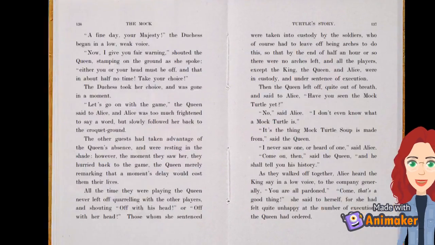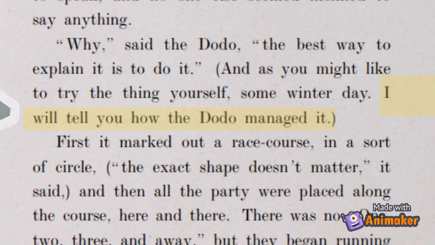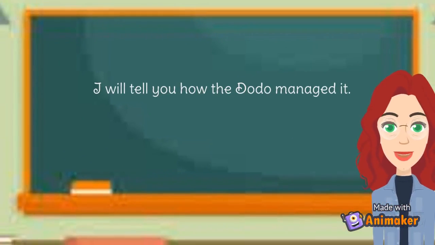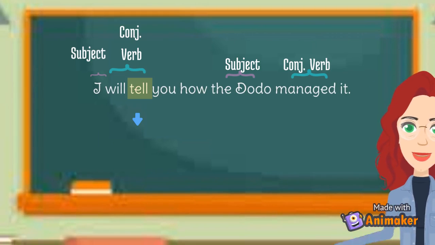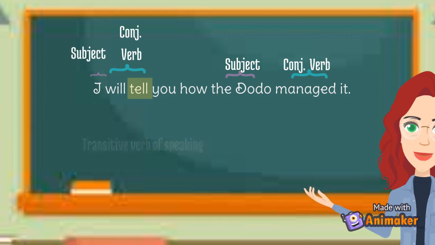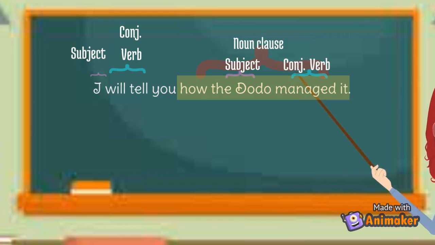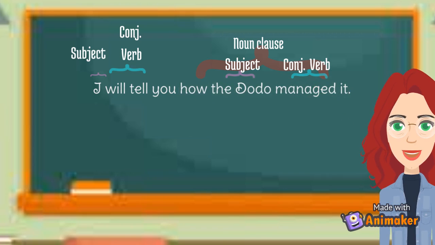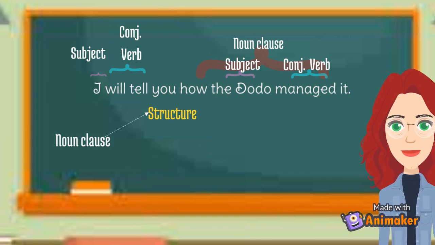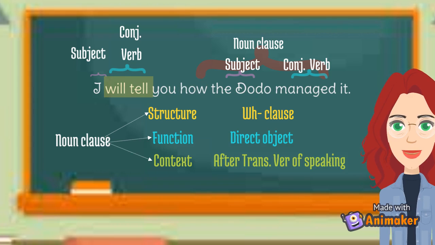Let's continue with page 33. In the following complex sentence, "I will tell you how the dodo managed it," we find the subject I and the conjugated verb will tell, in which the main verb is a transitive verb of speaking, answering the question what and giving us the noun clause "how the dodo managed it" as an answer, in which the subordinator is how. This subordinate clause has the structure of a WH clause, the function of a direct object, the context after a transitive verb of speaking, and the main use as a statement.